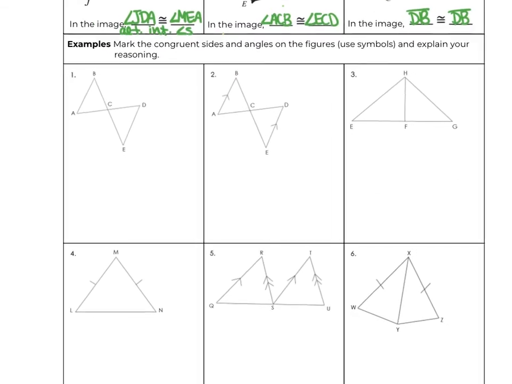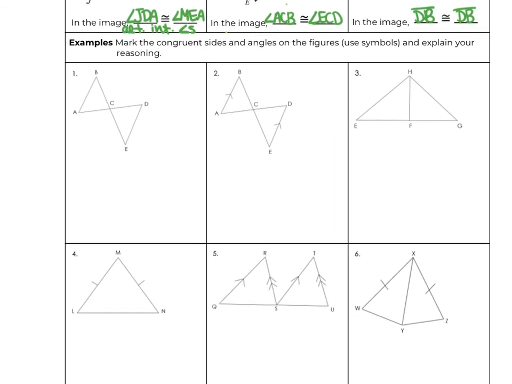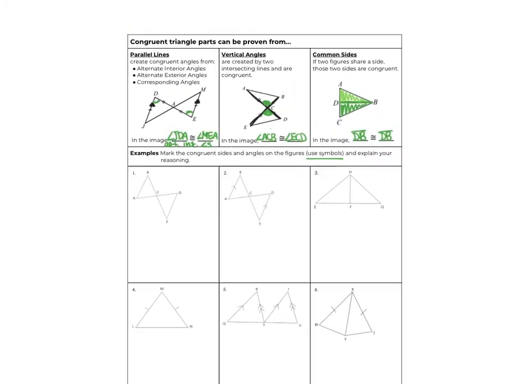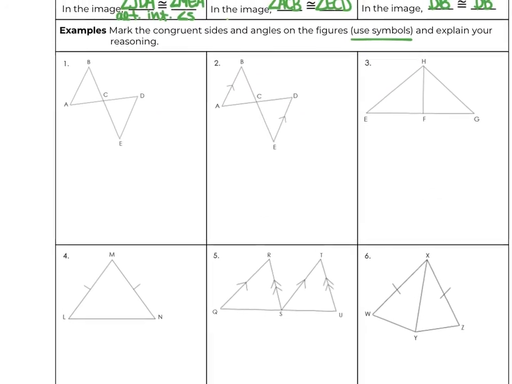Okay, so on these examples, it says mark the congruent sides and angles on the figure, use symbols. So I mean mark it with your little line for congruent sides or your swoop for congruent angles, and explain your reasoning. So by that I mean tell how you knew that, which thing that we talked about up here maybe would make that work.